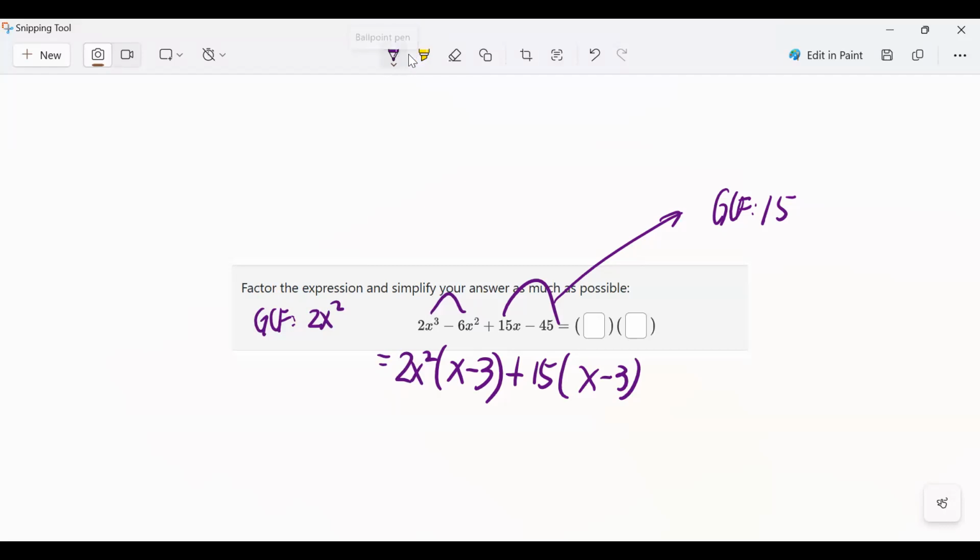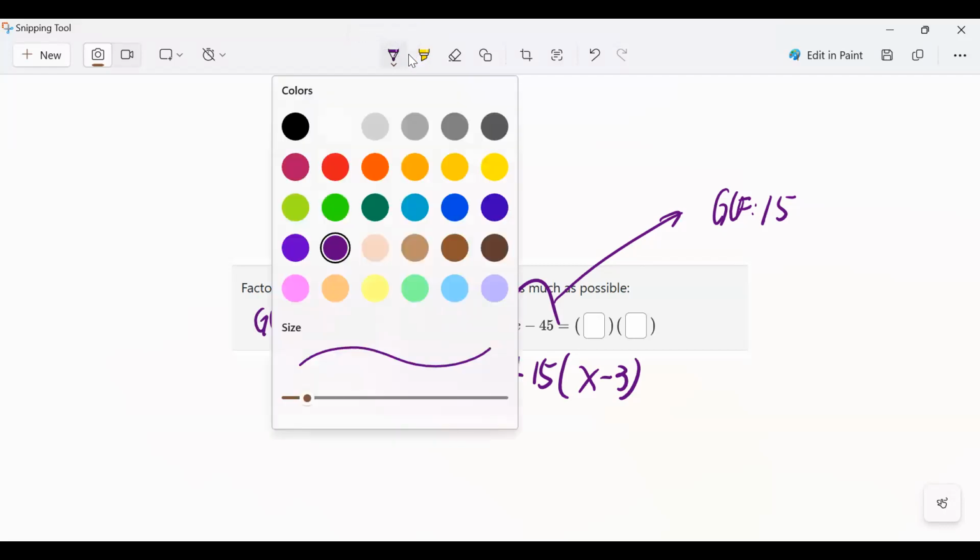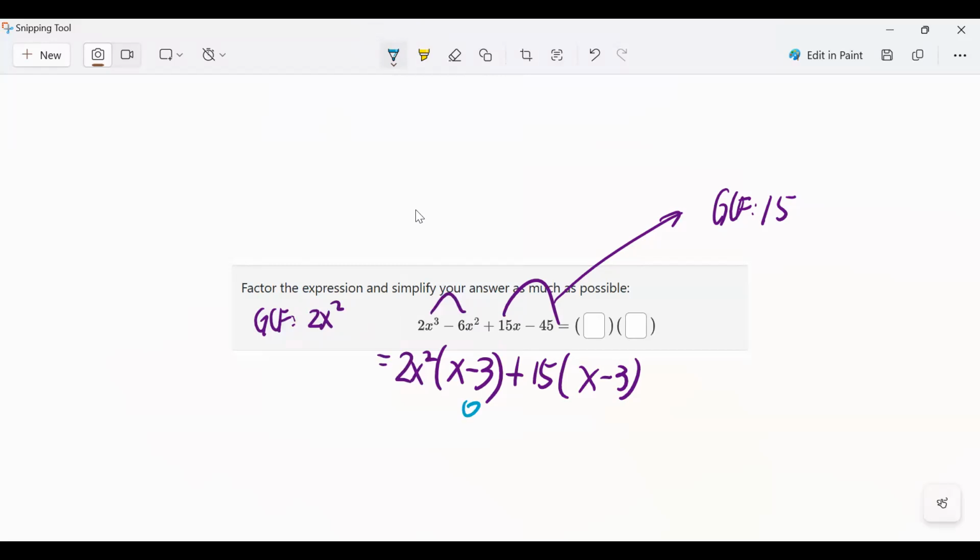Now, one more time, I'm going to factor the GCF again, right? So the GCF x minus 3 goes in front, then 2x squared plus 3. So that's the answer for this.